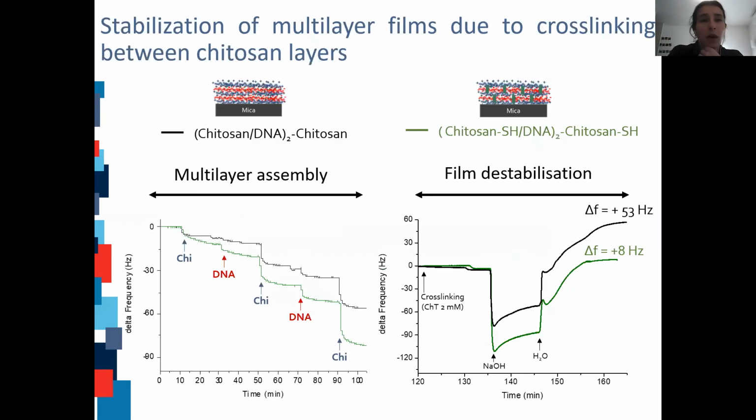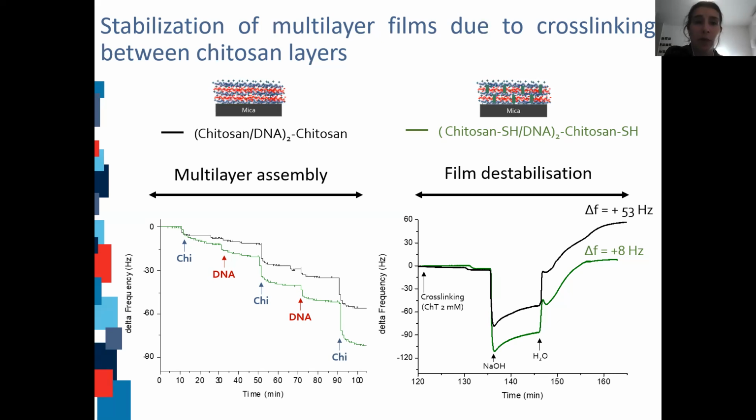A last result before going to the conclusion: the stability of the film, or more like the influence of the cross-linking on the film stability, was evaluated by quartz microbalance. The principle of this technique is to look at the variation of the frequency when you adsorb or desorb materials. A gain of mass means a decrease of the frequency, and it's what we have on the left, where there is a multi-layer assembly of the film.